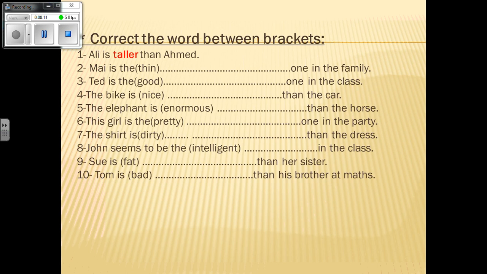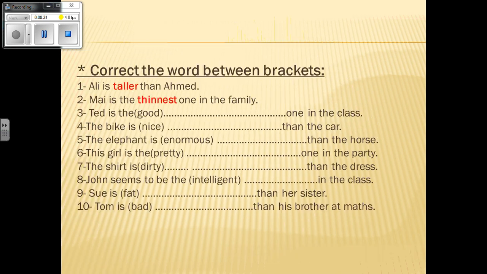Number two, May is the thin one in the family. Okay, here we compare May to a group, all of her family. So it will be the superlative adjective. I will add est, but this adjective ends with vowel plus consonant, and we have to double the consonant. So it will be thinnest like this. Thinnest.